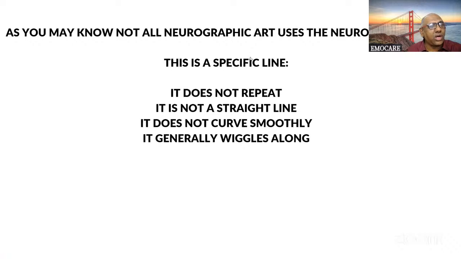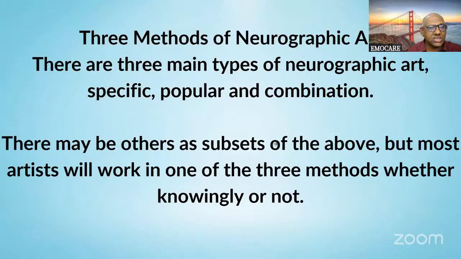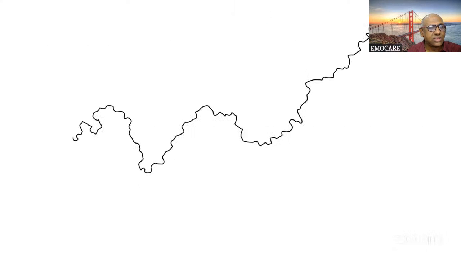As you may know, not all neurographic art uses the neurographic line. This is a specific line. It doesn't repeat. It is not a straight line. It doesn't curve smoothly. It generally wiggles along. So this is what wiggles along. Okay. Now we will start doing this neurography.